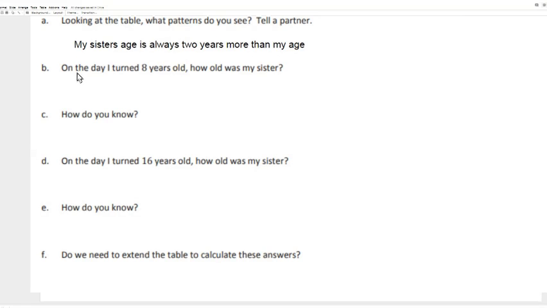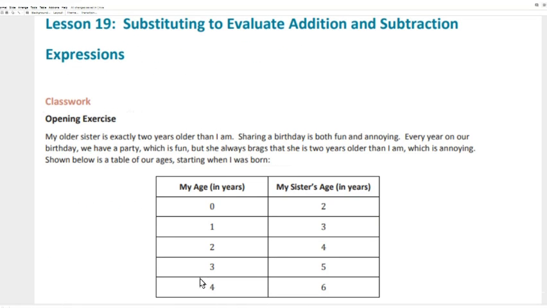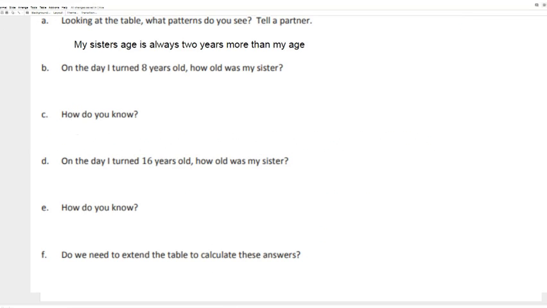All right, so we look at the next one. It says, on the day I turned 8, how old will my sister be? Well, if we look at the table, it's not here. It goes up to where she's 4. But if we follow the pattern that I came up with, if I am 8 and she's 2 years older than I am, I'm going to add 2 to it. So my sister would be 10 years old. This is the age that my sister would be when I turn 8.